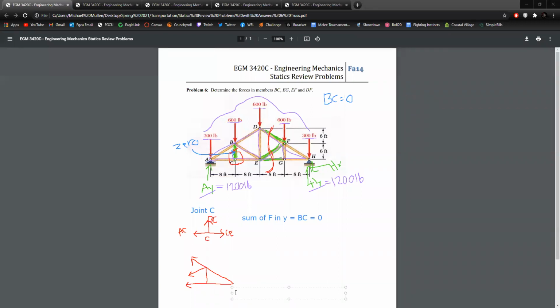And we have H right there, G right there, and then we have F. These are going to be our unknowns. We also are going to have, I'll make it a different color, 600 pounds right here, and 300 pounds right here.